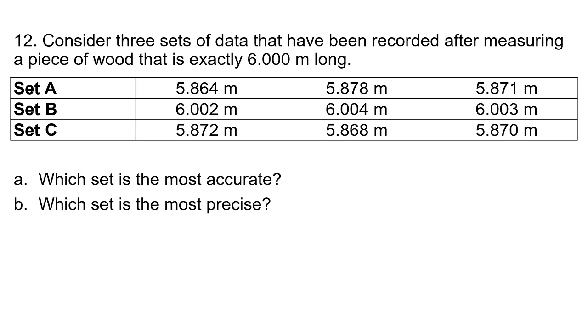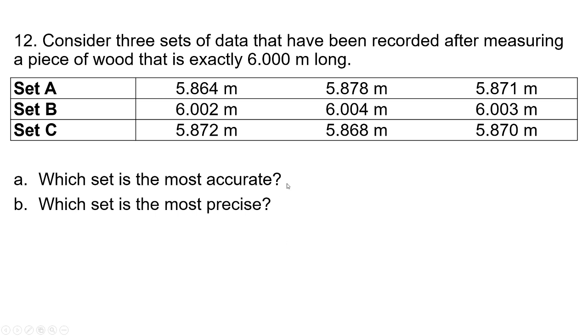Number 12. Consider 3 sets of data that have been recorded after measuring a piece of wood that is exactly 6.000 meters long. So we want to look and figure out which of these data sets, A, B, or C, is the most accurate, and then which data set is the most precise. We have to know the difference between these two. When something is accurate, that means that the true value is reflected in the data as close as possible.